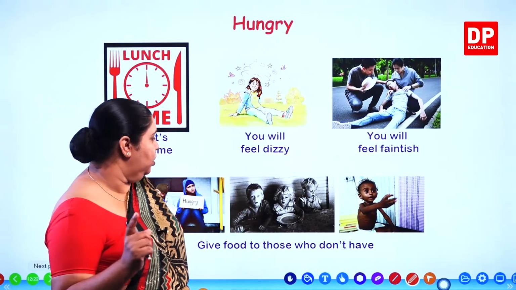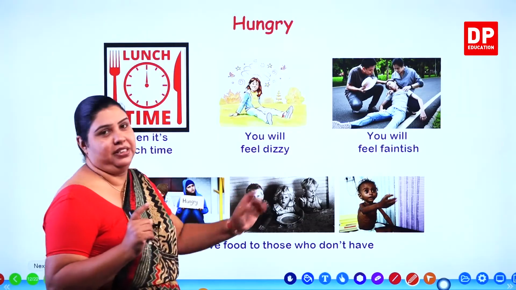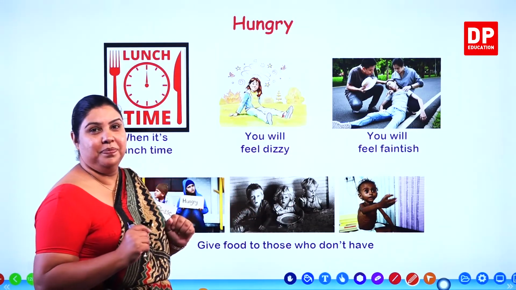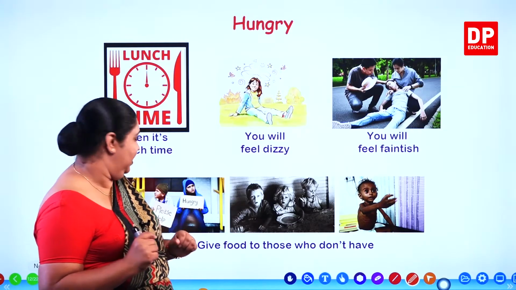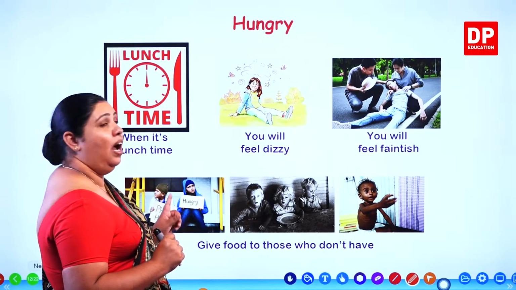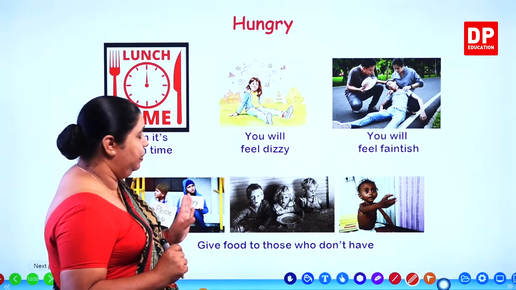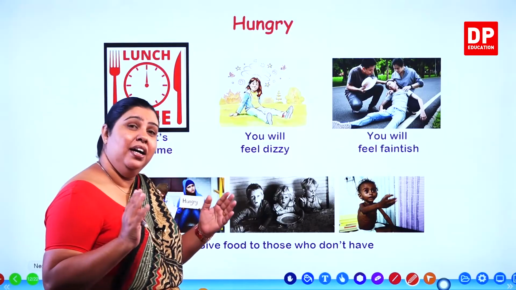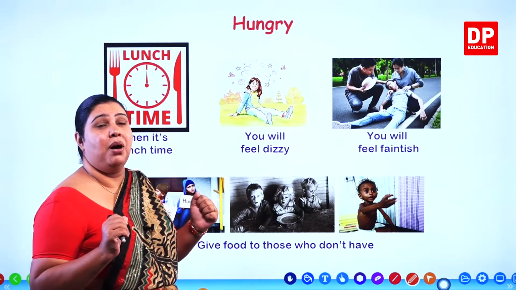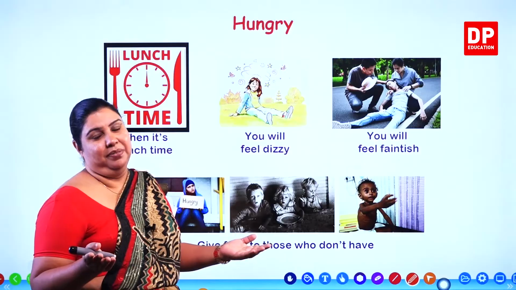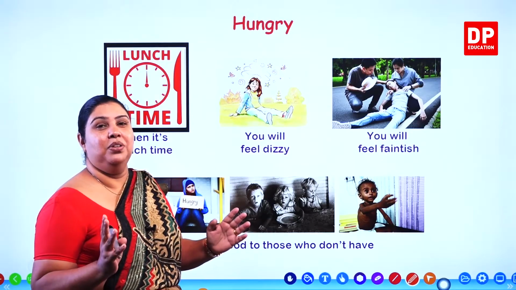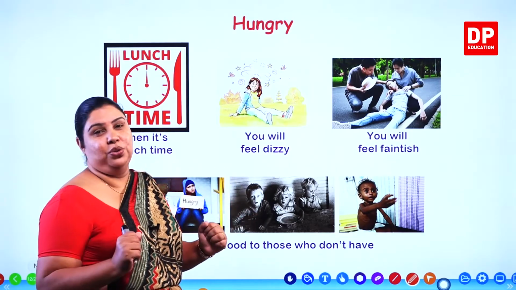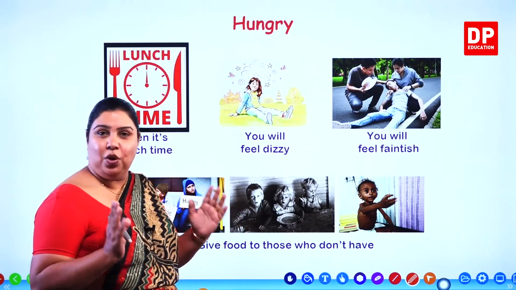Now I want you to look at these 3 pictures. Can you see? Look at them. Please help. Hungry. Please help. Hungry. Now, I must tell you, because our unit number 3 talks about sharing and caring, we have to think about the little children and the people who are less fortunate. What does that mean? Less fortunate.